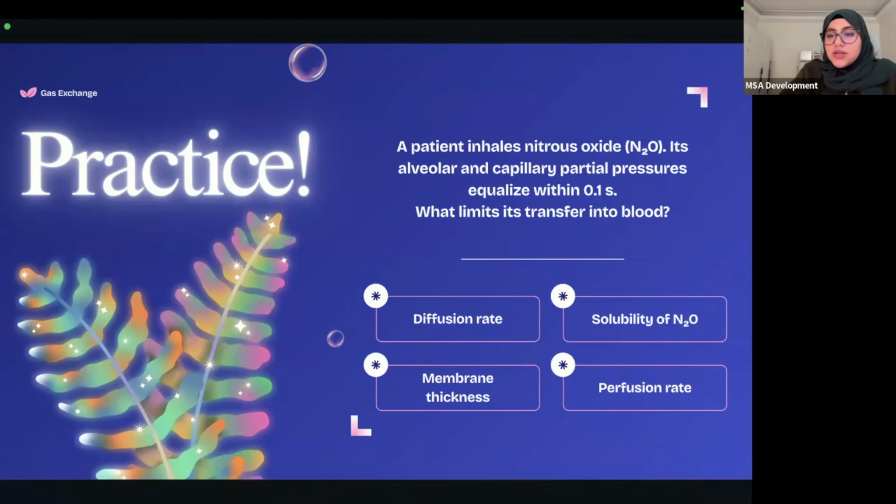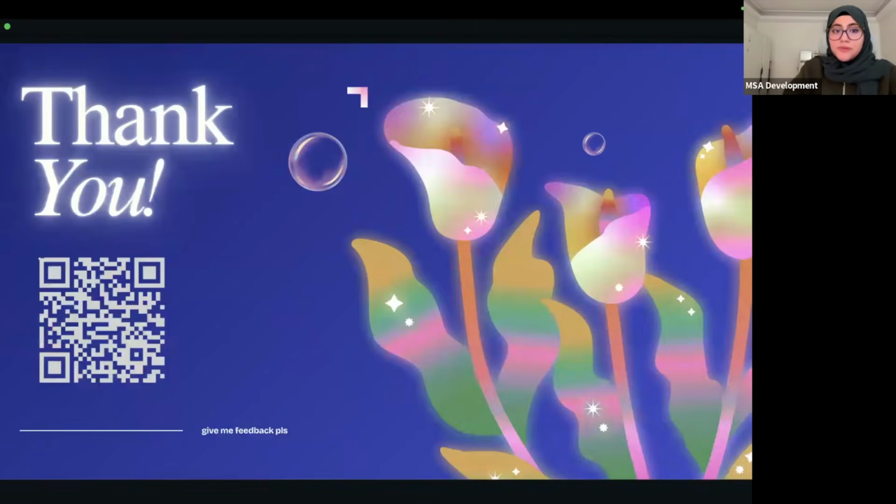Now, a patient inhales nitrous oxide. Its alveolar and capillary partial pressure equalizes within 0.1 second. What limits its transfer into blood? Okay, and the answer is perfusion rate. Now, remember nitrous oxide, the only limitation it had was perfusion. Remember that. Nitrous oxide has a perfusion limitation, and carbon monoxide has a diffusion limitation. This is so important to remember.